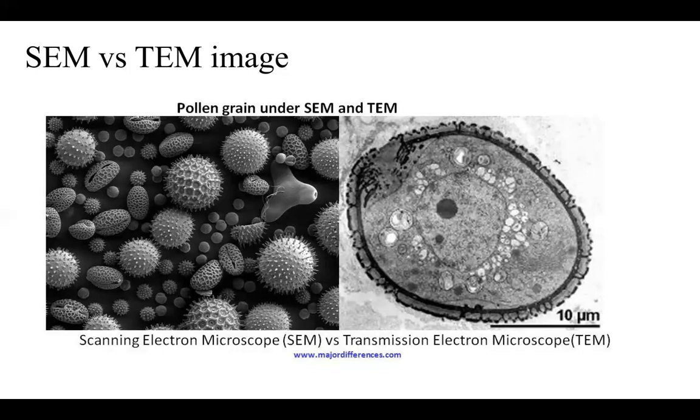sample. So here you can see the first one is a pollen grain. Small pollen grains viewed under SEM look like lychees or rambutan or like coronavirus. But when you observe them using TEM, what you see is not the topographical image, but more like a cross section of the pollen grain.